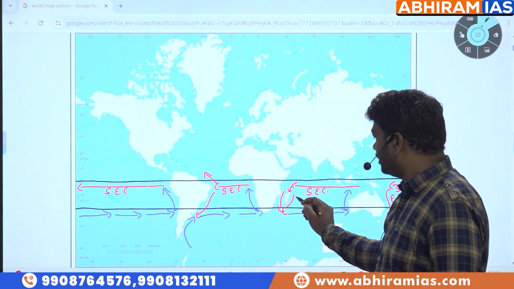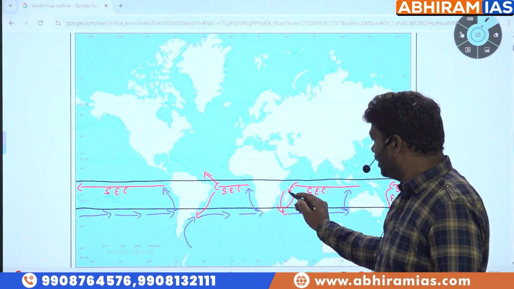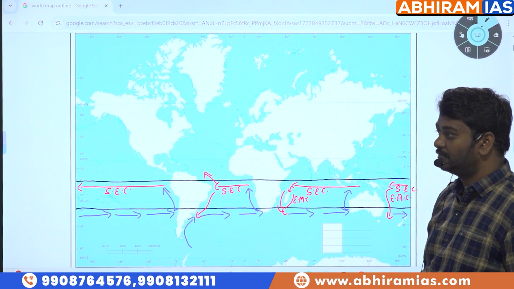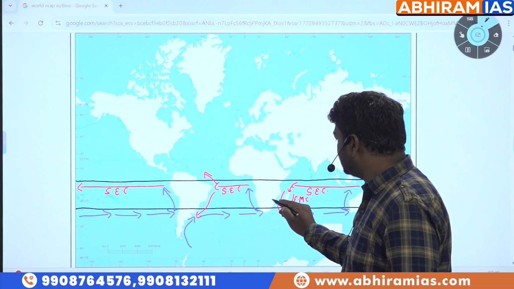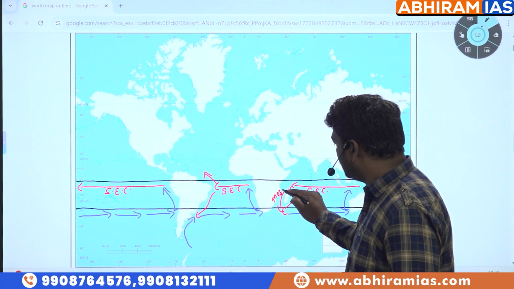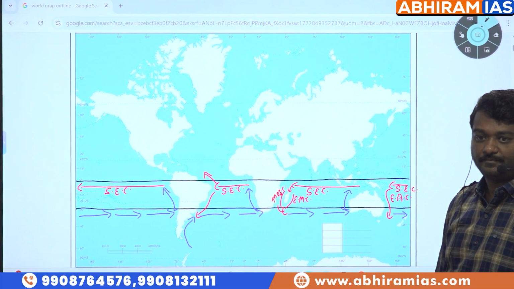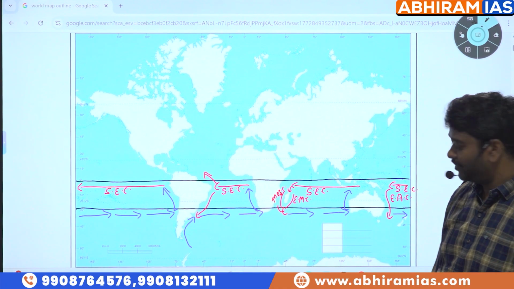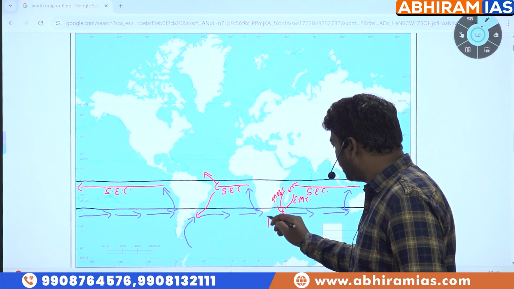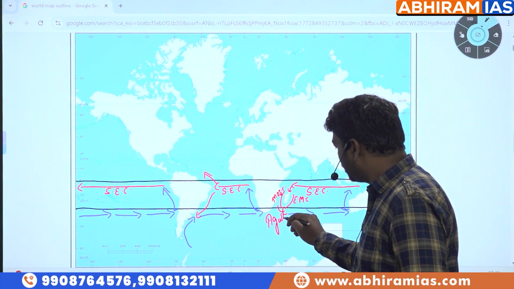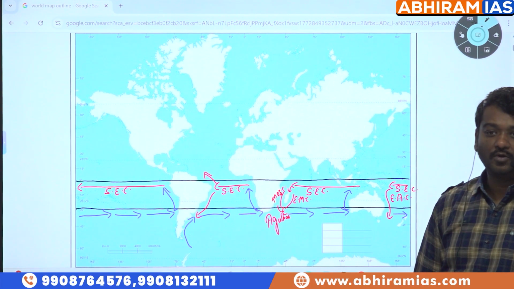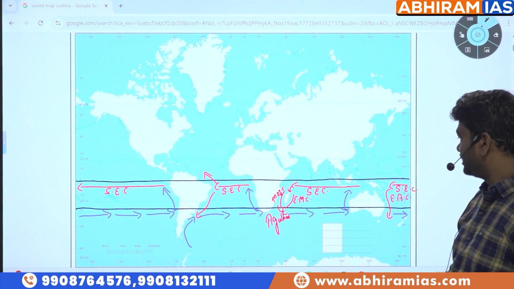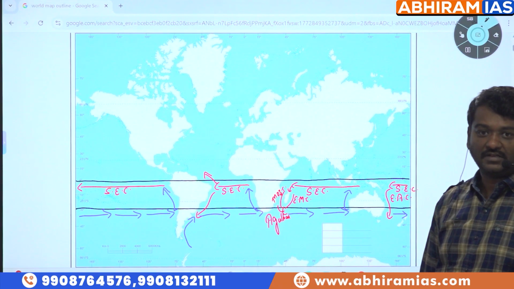Here you see, what do you have in this particular part? Is this Madagascar? So we call it the East Madagascar Current. And this is called the Mozambique Current. East Madagascar Current, Mozambique Current. Once they both join, what does it become? Agulhas Current. East Madagascar Current, Mozambique Current, Agulhas Current.